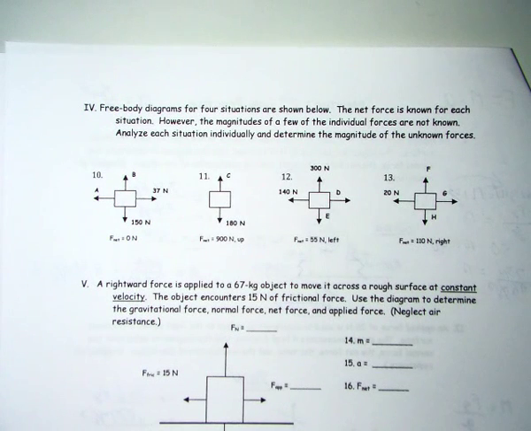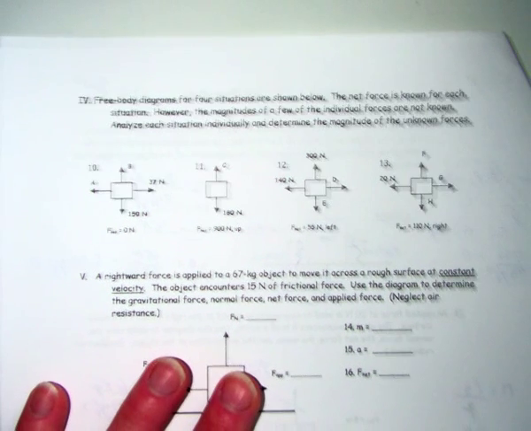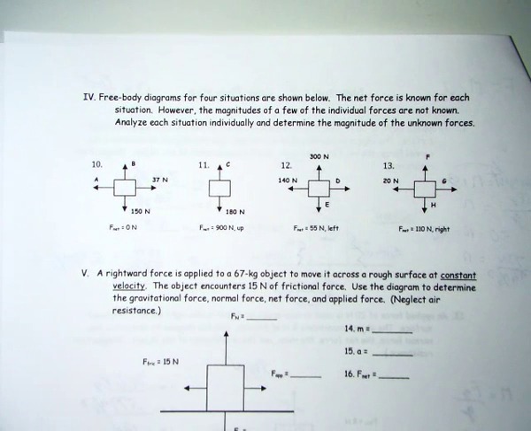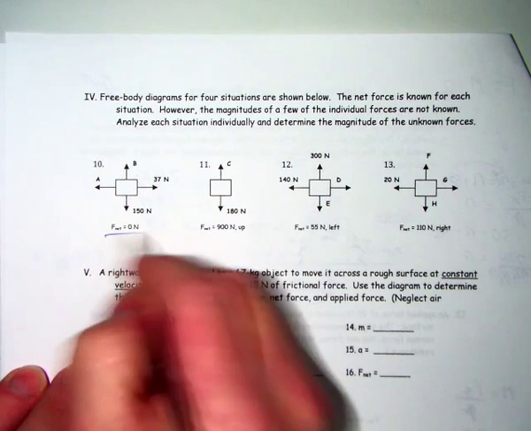Because the game basically doesn't change. It's always that. In number 4, it says free body diagrams for the 4 situations are shown below. The net force is known for each situation. However, the magnitudes of a few of the individual forces are not known. Analyze each situation individually and determine the magnitude of the unknown forces. So what you're just trying to do is figure out what force is missing so that you can come up with our net force. So in number 10, it says the net force is 0.